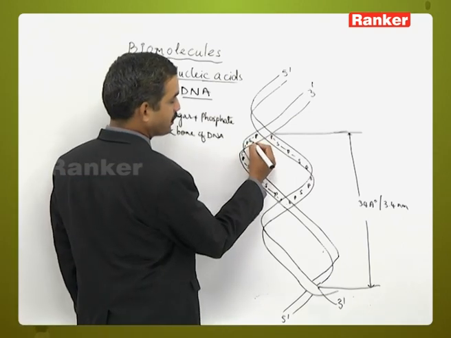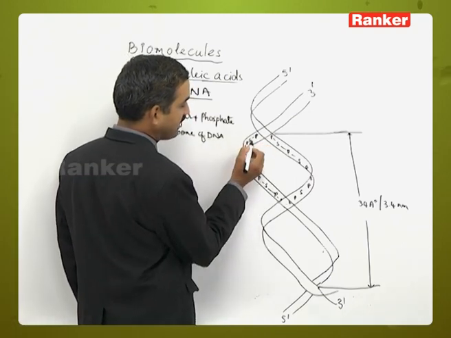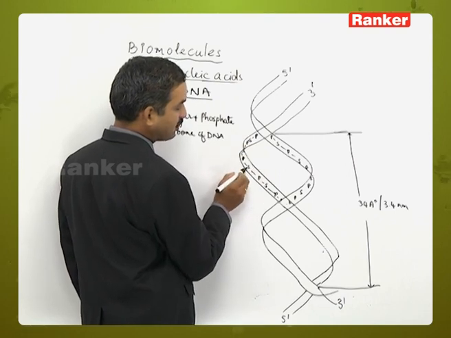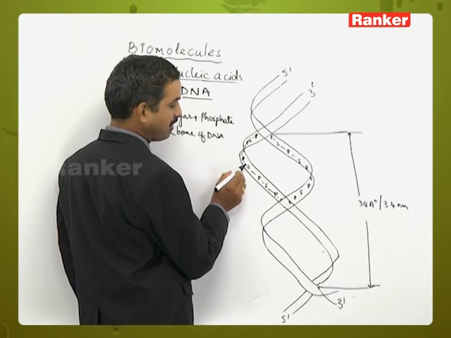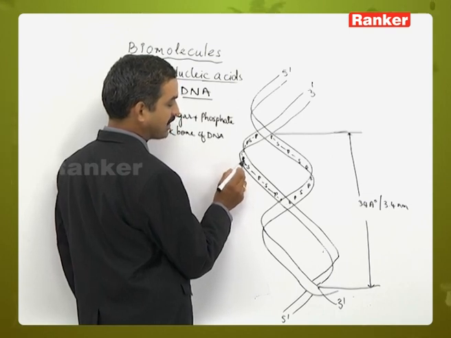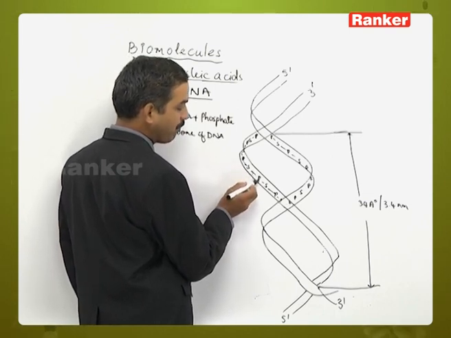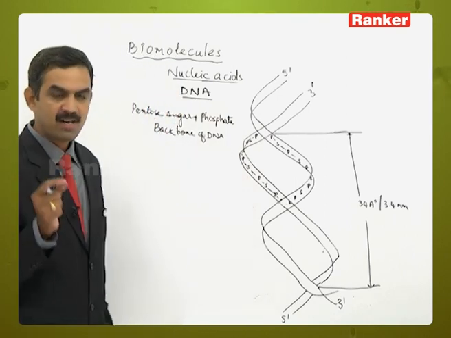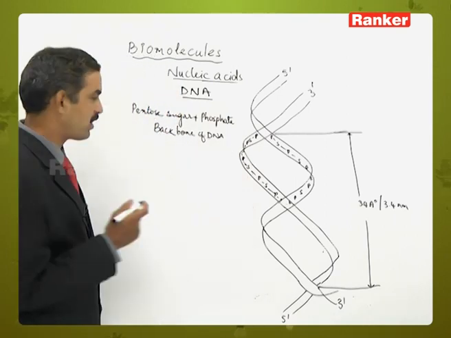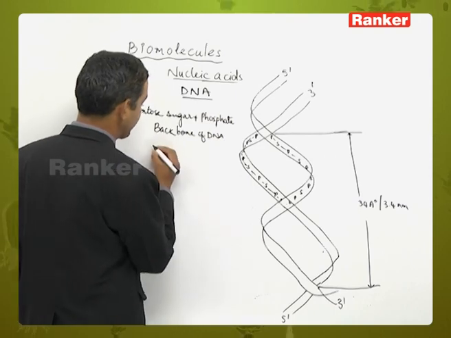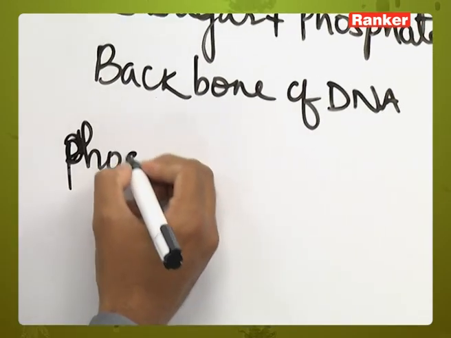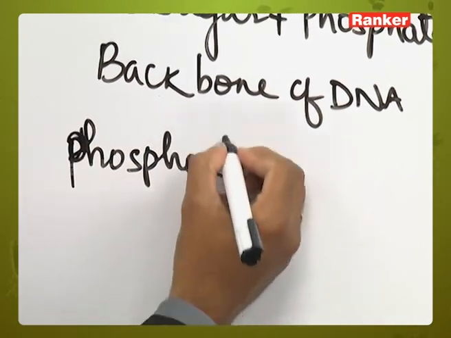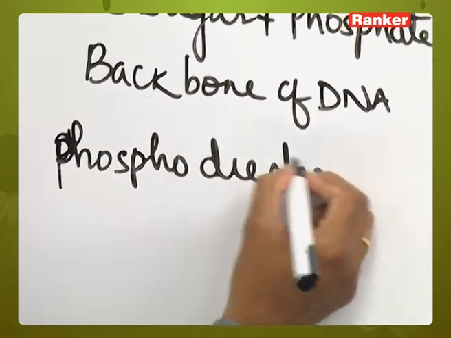And one more thing I said, that every sugar molecule is bound to two phosphates. So here this is one ester bond between the pentose sugar and the phosphate. This is the second ester bond between pentose sugar and the phosphate. Likewise, the two phosphate bonds are present, so two ester bonds are present. So we call it a phosphodiester bond.